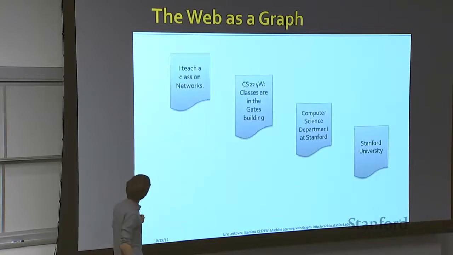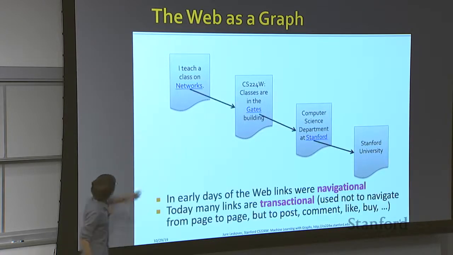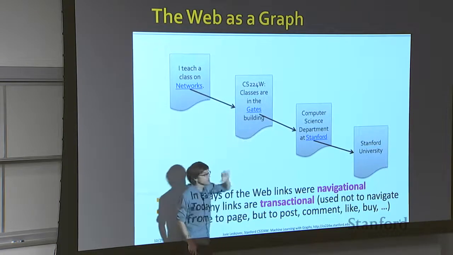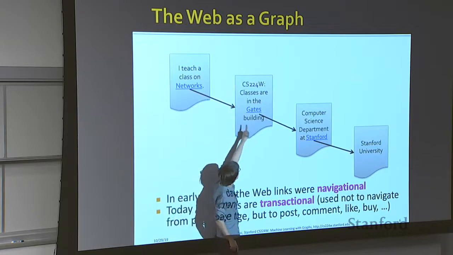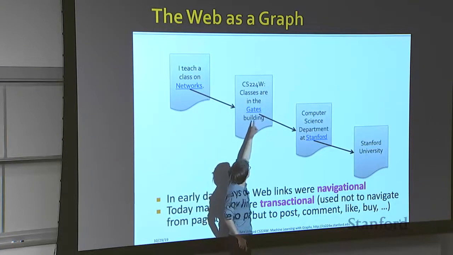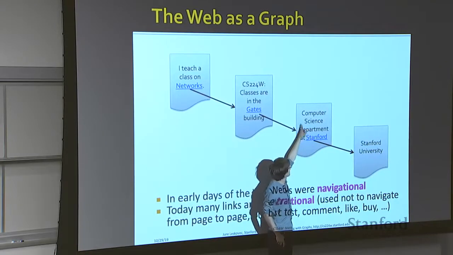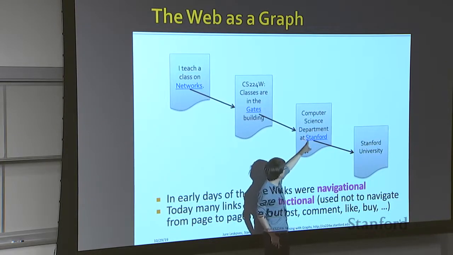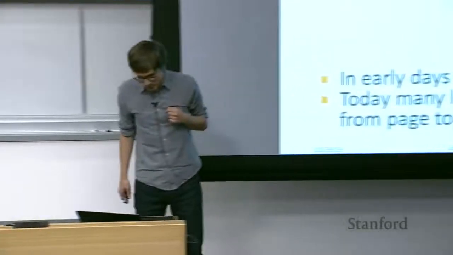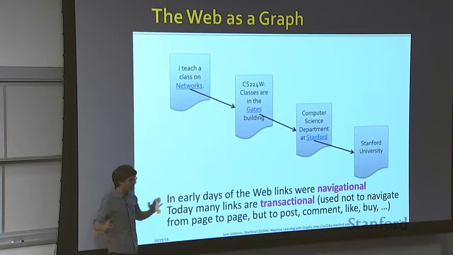So the way you could think of this is maybe there are some web pages here, right? And the way we will connect them is that maybe, I teach a class on networks, that's on my website, and I link to this web page that talks about the class. And this page says, oh, the classes are in the Gates building. They are here in NVIDIA, okay? But there is a link here that points to the Stanford Computer Science Department, where the Computer Science Department says, we are the Computer Science Department at Stanford University, and then if you click on Stanford, you end up on the Stanford University main web page. That's what we mean to create a graph, right? So all these links, in some sense, are navigational. So this is what we will think of as the structure of the web.